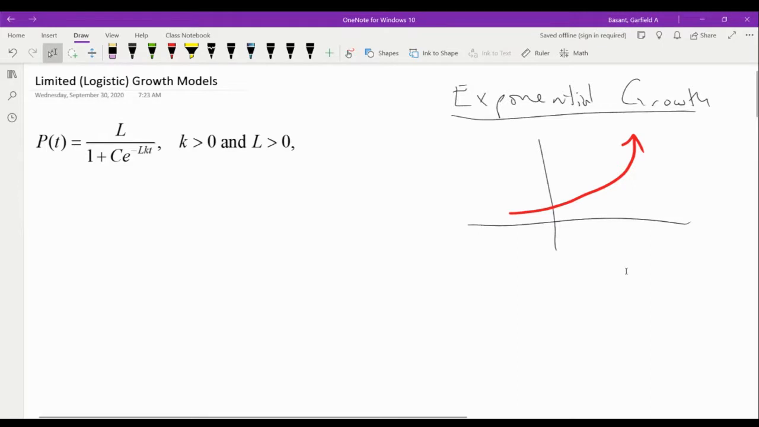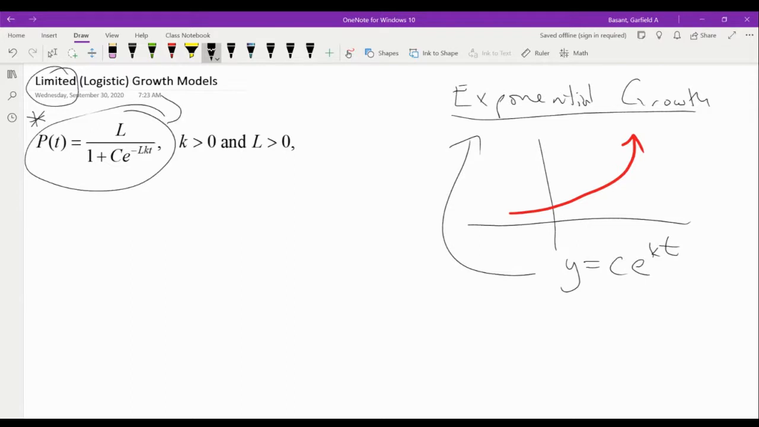And that type of function we call a limited growth function or a logistic growth function. That type of equation looks something like this, where P of t, which is some future amount, is equal to the limiting number over 1 plus c e to the negative kt. Now the good news is they're going to give you this function, so you don't ever have to worry about coming up with this. But this is a general format for that function, just like for the exponential function, y is equal to c e to the kt. This is a general format for the exponential function. This is a general format for the logistic growth function.